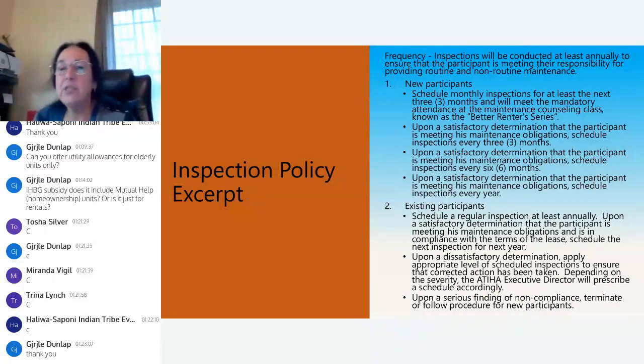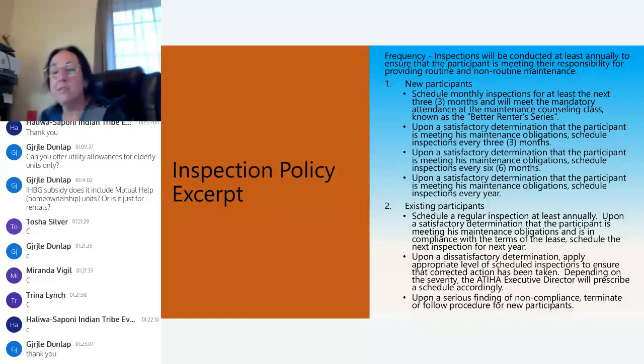Frequency. Inspections will be conducted at least annually to ensure the participant is meeting their responsibility for providing routine and non-routine maintenance. For new participants, if you have a big enough staff, schedule monthly inspections for at least the next 3 months, while they meet the mandatory attendance at the maintenance counseling class known as the Better Renters Series. Upon a satisfactory determination that the participant is meeting their maintenance obligations, schedule inspections every 3 months. So they go from monthly to every 3 months.